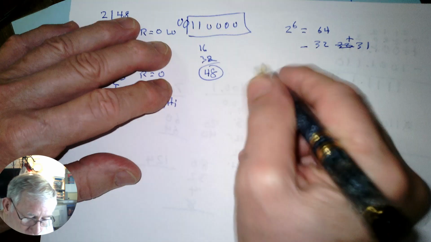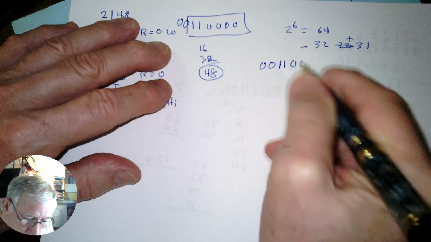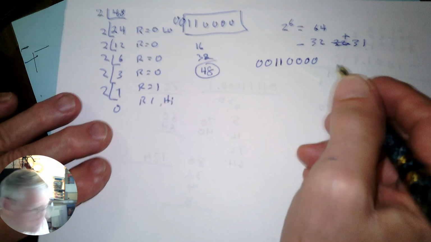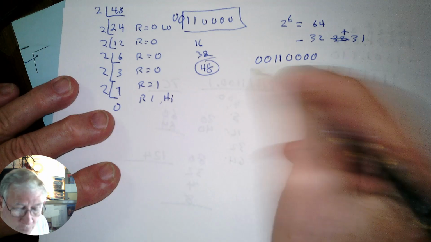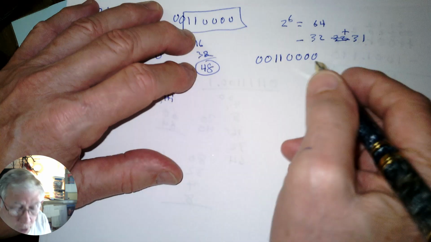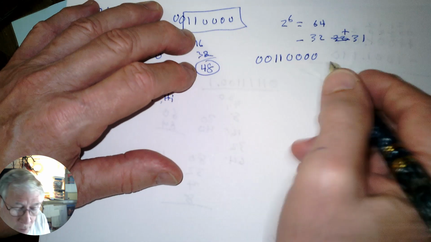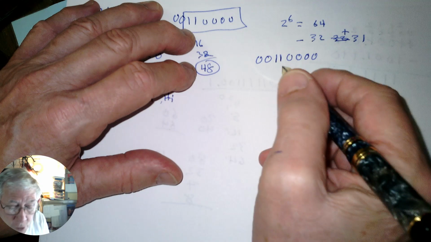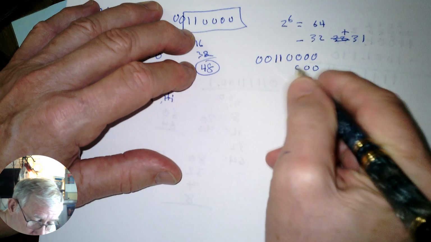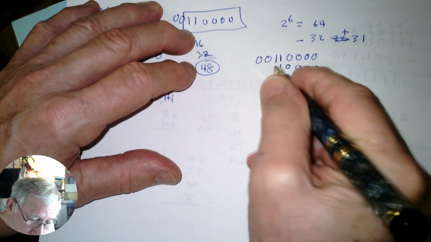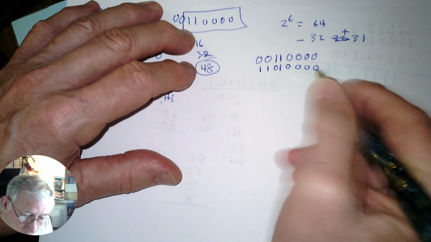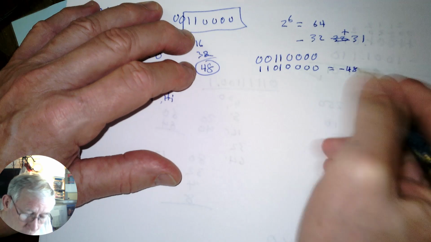Now when we have 8 bits, 0, 0, 1, 1, 0, 0, 0, 0. Now we can convert it. Now the way we do it, the way humans do it, not computers. Computers invert every bit and add 1, but rather than do that, all we're going to do is copy bits, starting from the right, till we get to the first 1, and then copy the first 1 as well, and then invert every bit after that. So we're going to copy all these zeros, copy the 1, and then we're going to invert. So now we have 1, 1, 0, 1, 0, 0, 0, 0. This equals minus 48 in 2's complement, 8 bits.